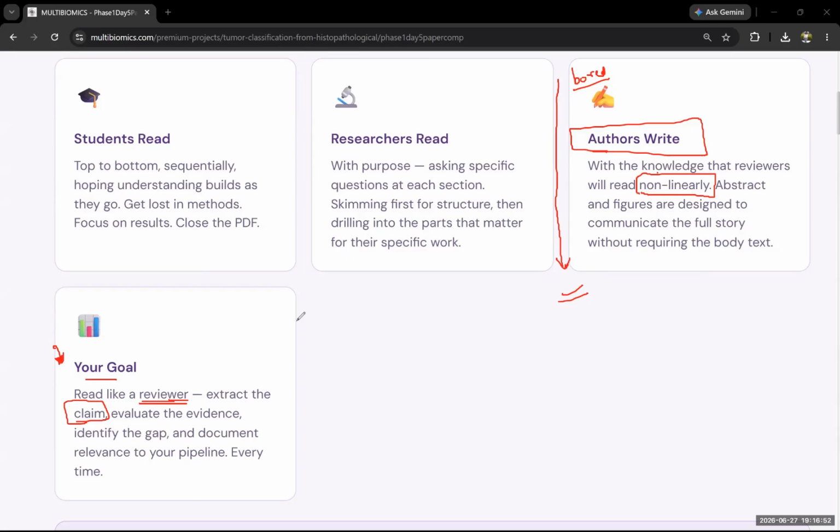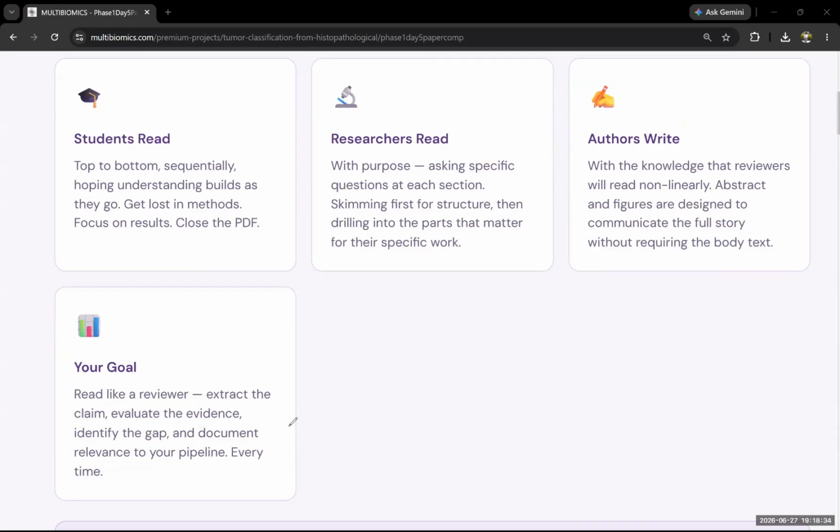Because recently many... yeah, so read like a reviewer. You must identify what gap is there in the paper, what you can do to fill that gap, right? So relevance: don't read each and every paper. Only those papers which are relevant to your pipeline, every time.